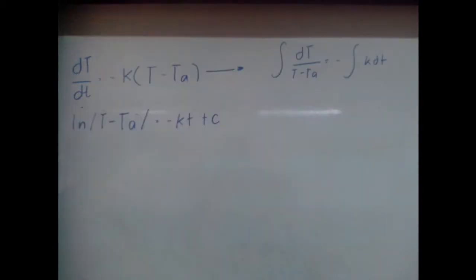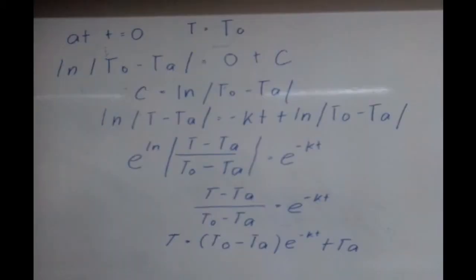Integrating both sides, we now get ln of the absolute value of T minus Ta is equal to -kt plus an arbitrary constant c. To solve for c, we use the following initial conditions. At t equals 0, T equals To. Substituting these initial conditions into our previous equation, we get ln of the absolute value of To minus Ta equals 0 plus c. Solving for c, we have c equals ln of the absolute value of To minus Ta. The next thing we have to do is substitute the value of c into the equation we obtained using separation of variables. We now get ln of the absolute value of T minus Ta is equal to -kt plus ln of the absolute value of To minus Ta.